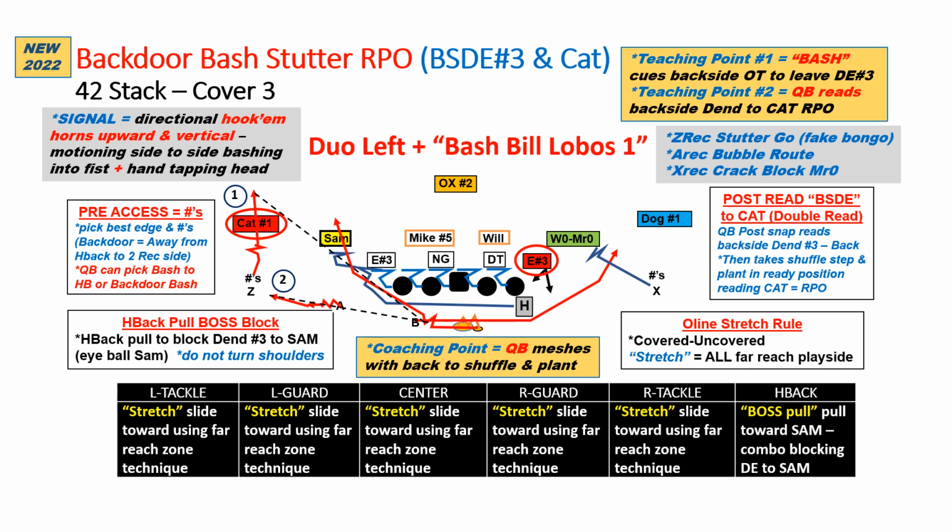Last, you can take this backdoor bash concept and do a double move with your Z receiver. Everything's the same as our bash bill, but now we're going to pick on the corner with a stutter go.